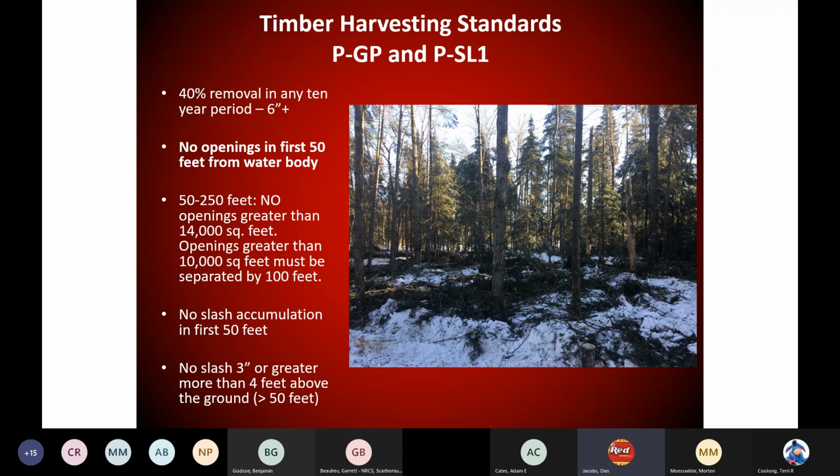I will tell you from a practical standpoint, if I'm assessing that first 50 feet of a PGP or a PSL1 and I find a branch scattered here and there, I'm not going to raise a stink about that. But what we don't want to see is this accumulation of a significant volume of slash in that area. And then outside of the 50-foot zone, you have to keep your larger slash less than 4 feet from the ground. So if there are large tops in that area, large hardwood tops, the thing to do is to lop those down if possible.